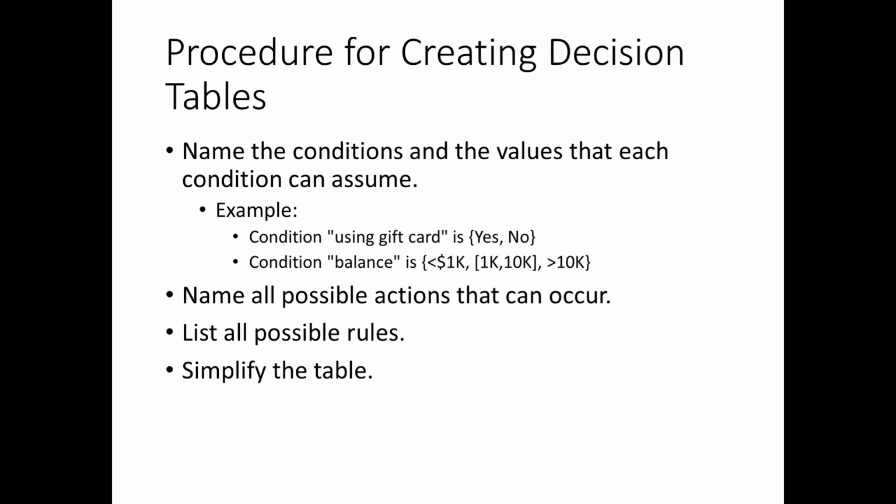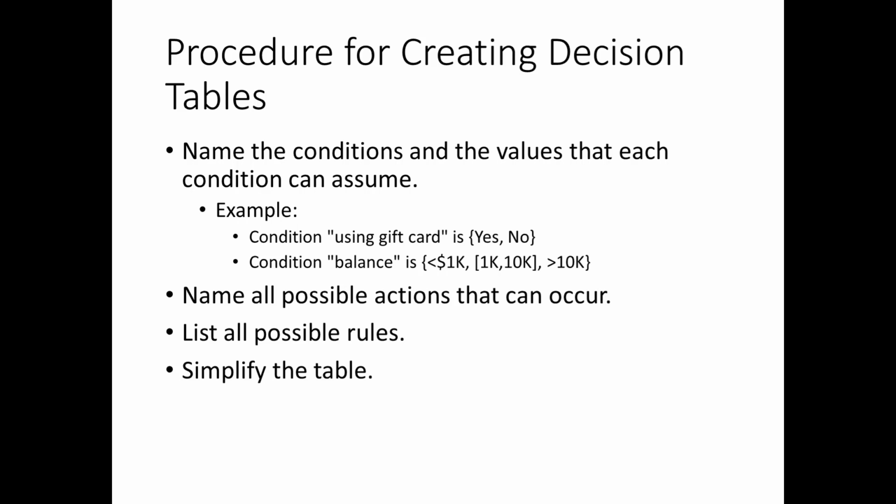To create a decision table, we need to take 4 steps. In step 1, we figure out the conditions involved in the decision process and the possible values for each condition. For example, if a decision is based on whether a customer made a payment using a gift card, then using gift card is a condition. Because it is a binary condition, its value is either yes or no. There are two possible values.